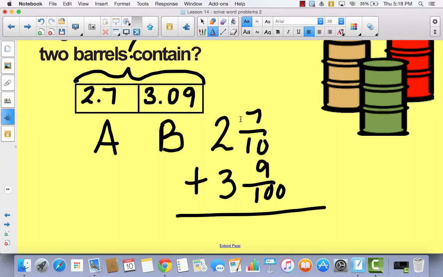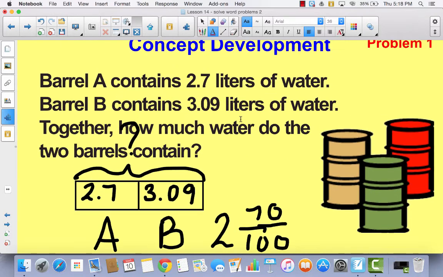Well, I can change those tenths into hundredths, right? So I could say, well, 7/10 is the same thing as 70 hundredths. Now I could add. If I add whole number to whole number, that gives me 5. And if I add fraction to fraction, well, that gives me 79 hundredths.